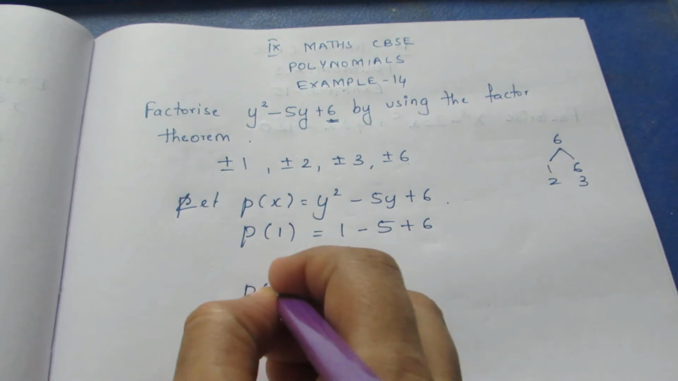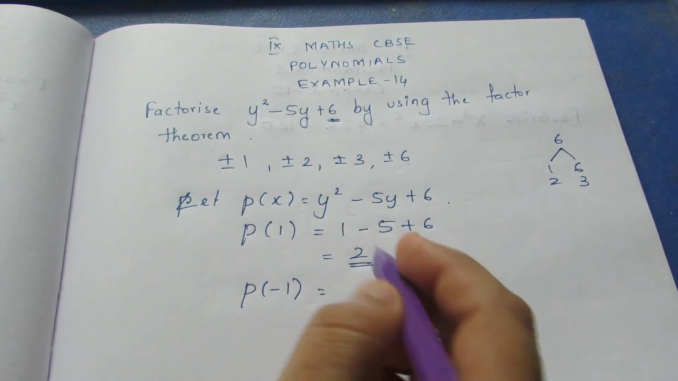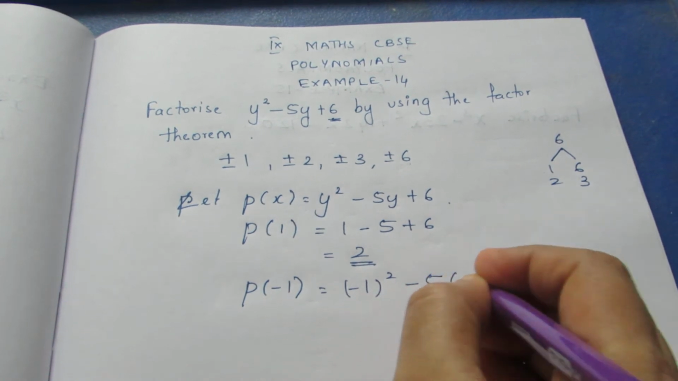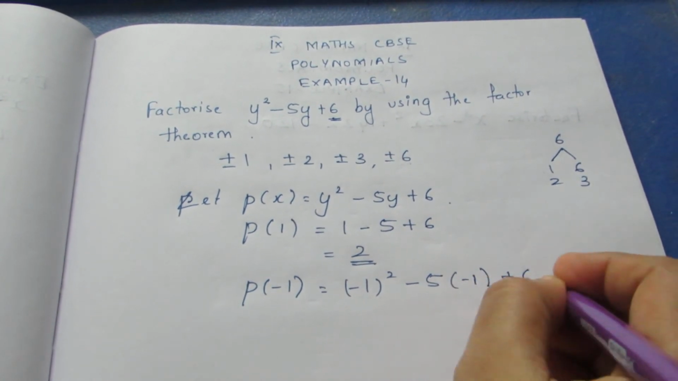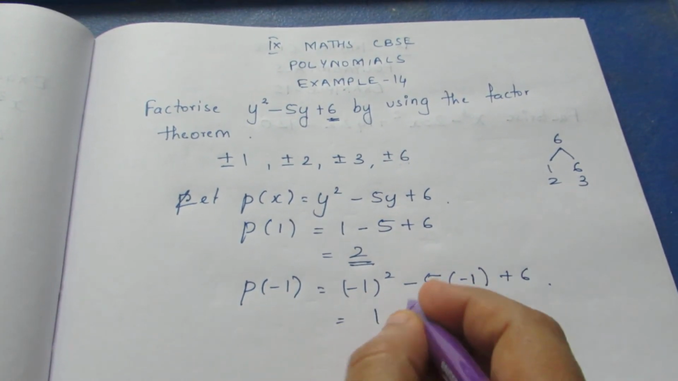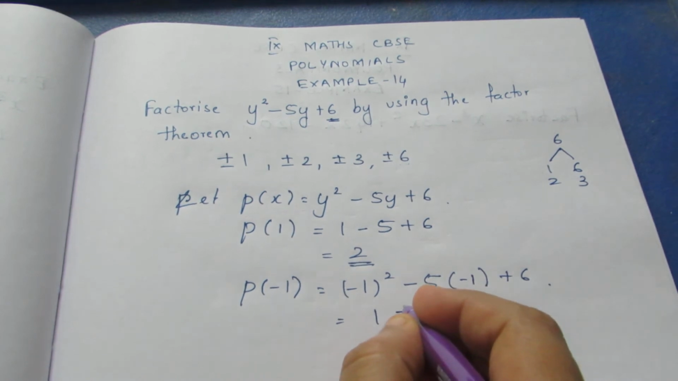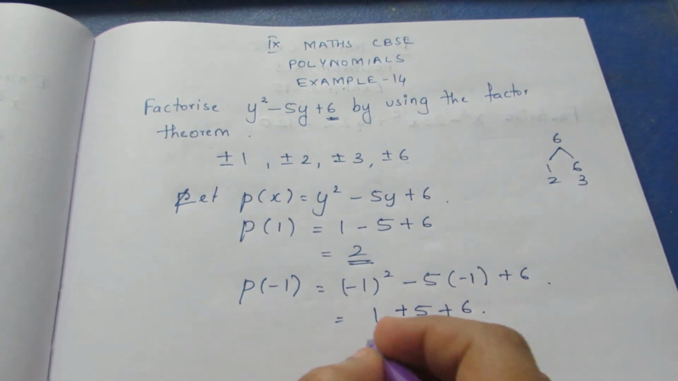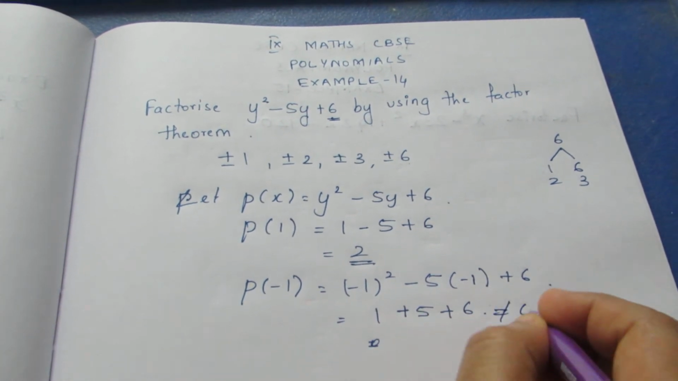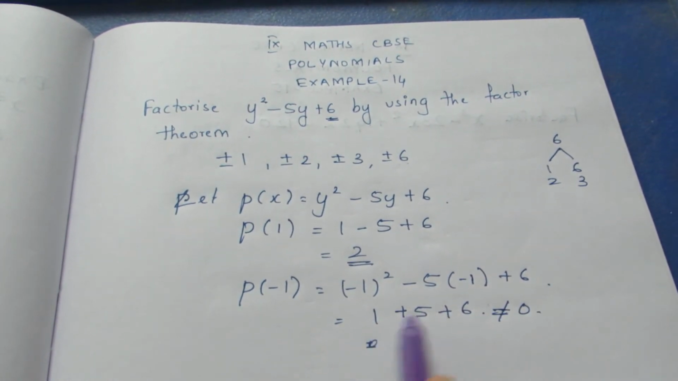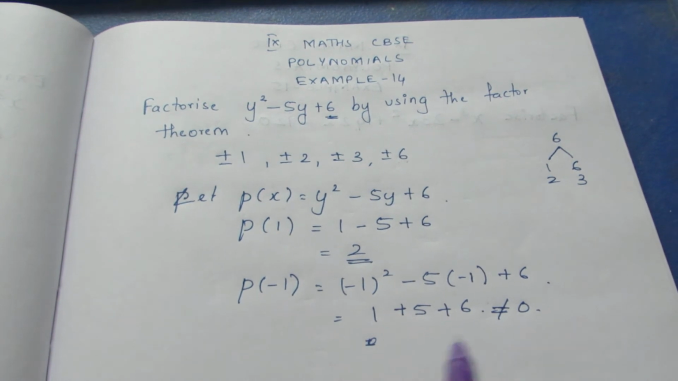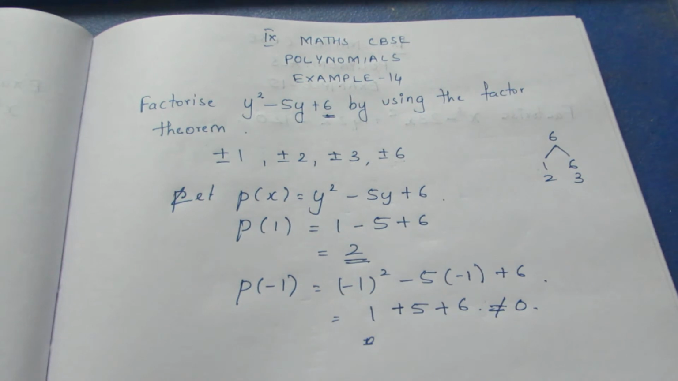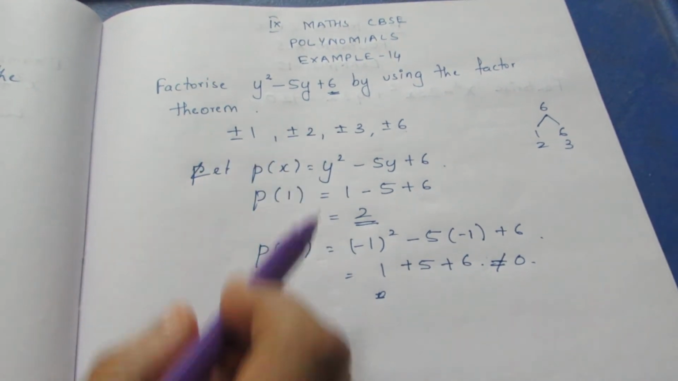Let me check with P of minus 1. If I substitute minus 1 here, it becomes 1 minus 5 into minus 1 plus 6. Now this becomes 1, here it becomes plus 5, and here 6. So this is not equal to 0, and you will not get a 0 value. So it is not a factor. We'll move on to the next one.